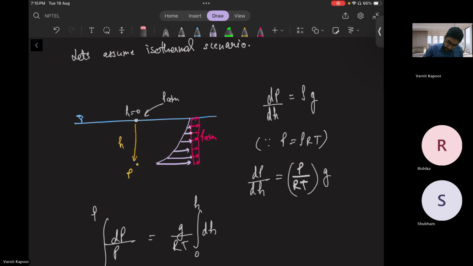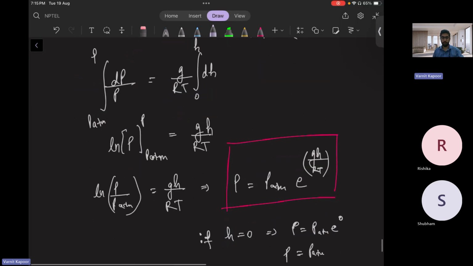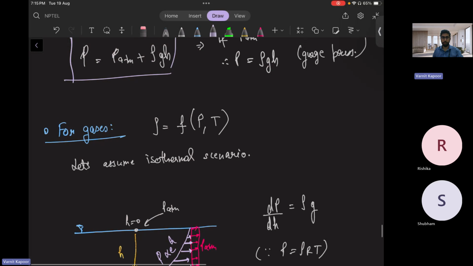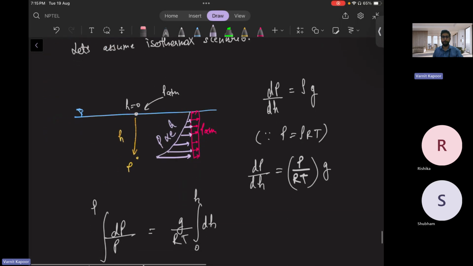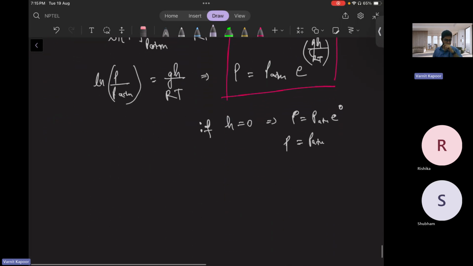Okay. So pressure is proportional to e to the power of h. For gases, the scenario is different. Okay. Any doubts still here? Anyone? Okay, no doubts.